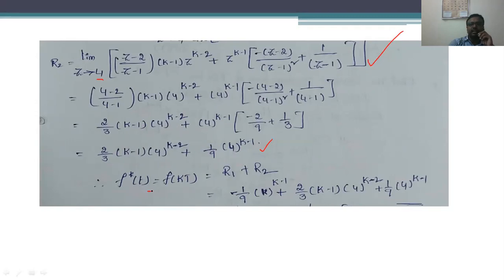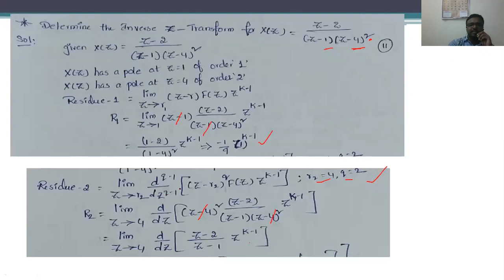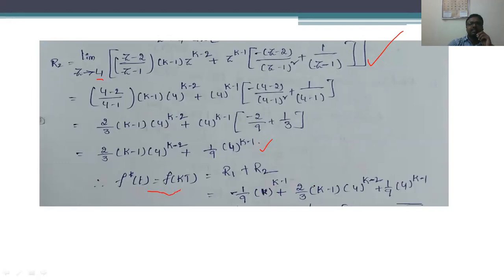For obtaining the final value, f of z is converted into f of kT. The inverse Z transform using the residue method is the sum of residue 1 and residue 2, that is R1 plus R2. R1 we obtained on the previous slide, that is minus 1 by 9 into 1 power k minus 1, plus the R2 value, 2 by 3 into (k minus 1) into 4 power k minus 2 plus 1 by 9 into 4 power k minus 1. This is the final f of k value.